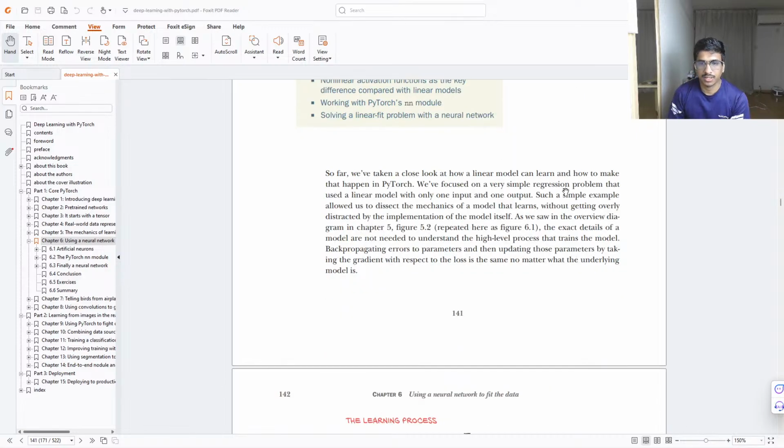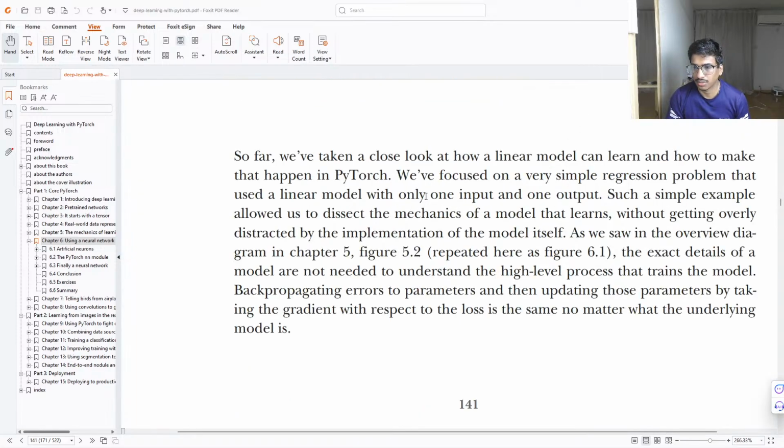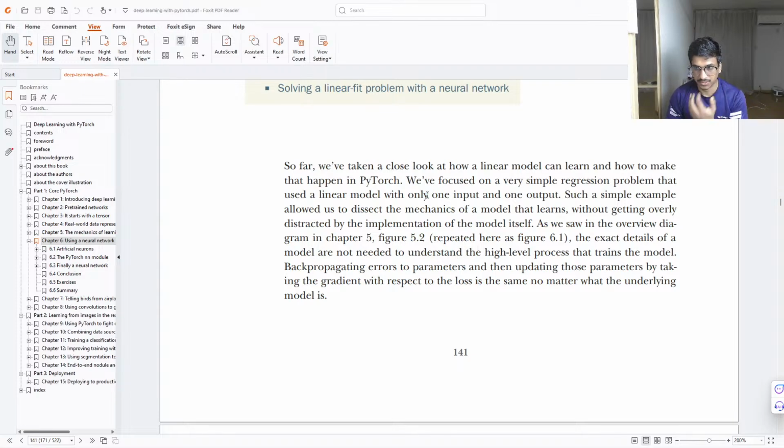So far, we have taken a close look at how a linear model can learn and how to make that happen in PyTorch. We have focused on a very simple regression problem that used a linear model with only one input and one output. Such a simple example allowed us to dissect the mechanism of a model that learns without getting overly distracted by the implementation of the model itself.